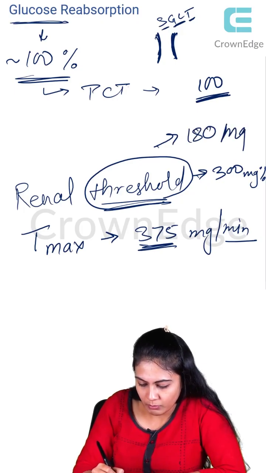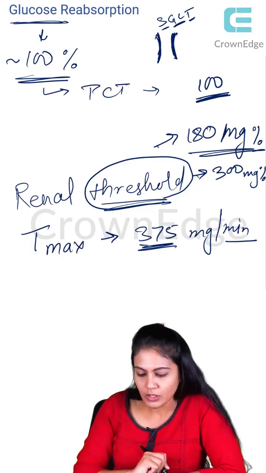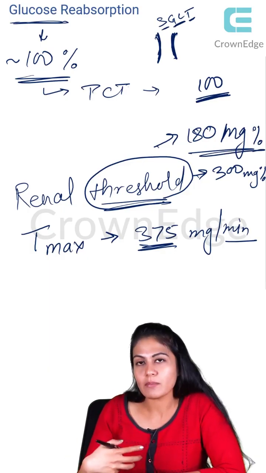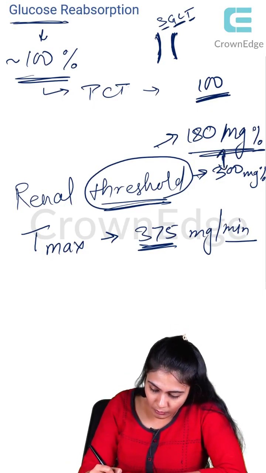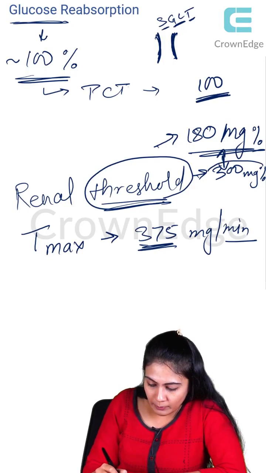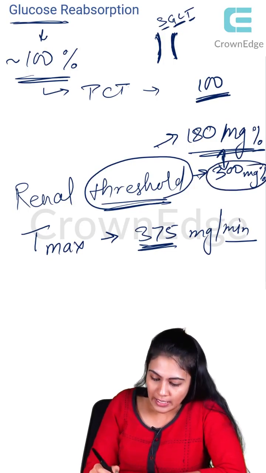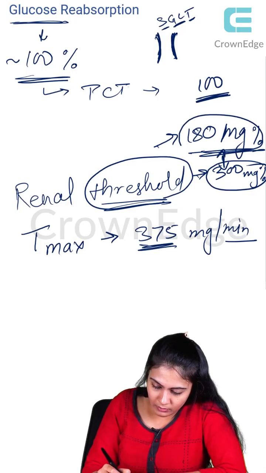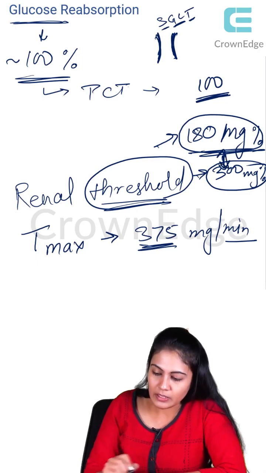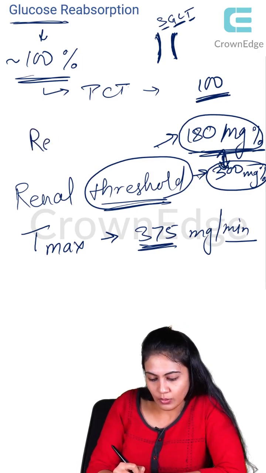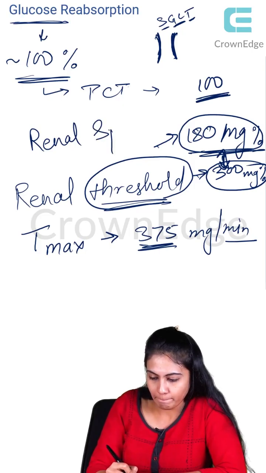180 mg percent. So this threshold and this Tmax becomes very less. So the difference over here, the theoretical value is 300 mg and the practical threshold is 180 mg. The difference in between these two is known as renal splay.